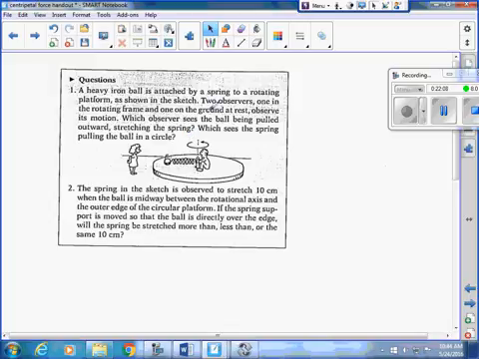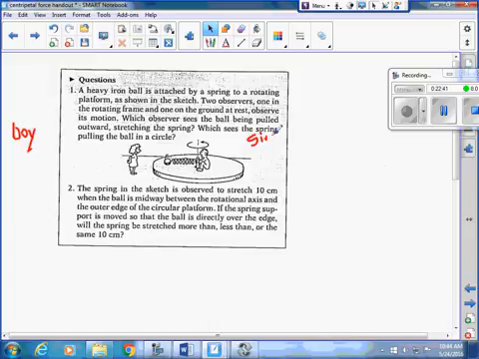Which observer sees the ball being pulled outward, stretching the spring? Is it the boy or the girl? Yes, he's spinning with it. He sees that centrifugal force. You're right. It is the boy. Which sees the spring pulling the ball in a circle? That's the girl. This is the second answer.